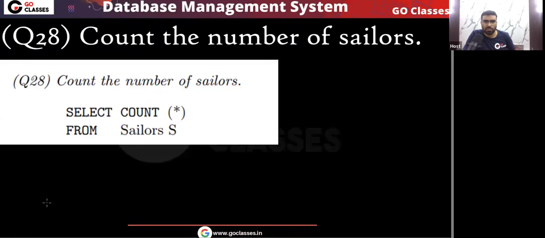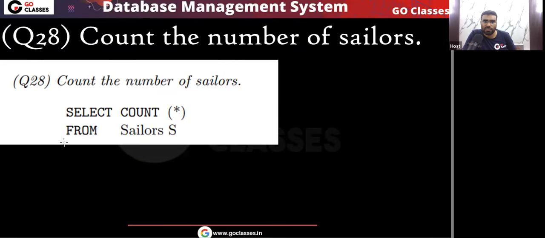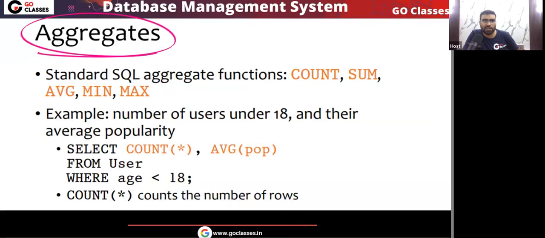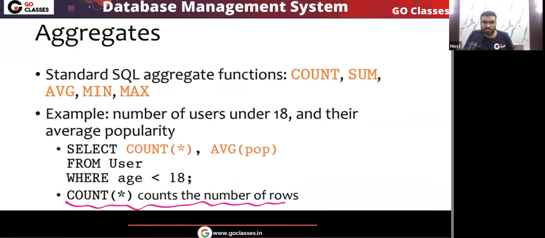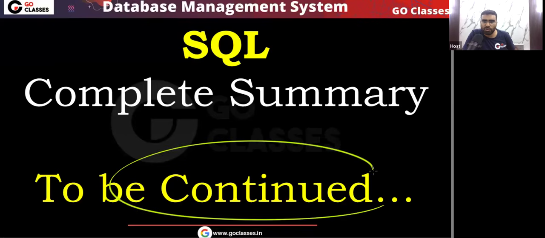Now let's move on. If I want to count the number of sellers, this is the query. Very simple. From seller, select count star. This count star will give me the number of tuples. Aggregate functions we have already seen. I told you count star counts the number of rows. That's it. So this SQL summary we will continue in the next session.